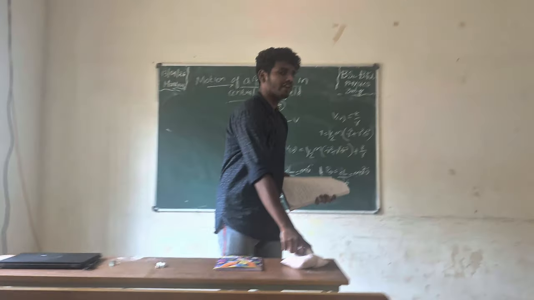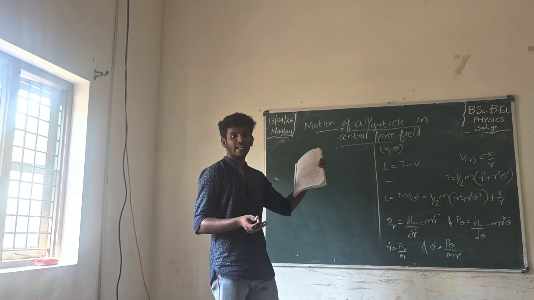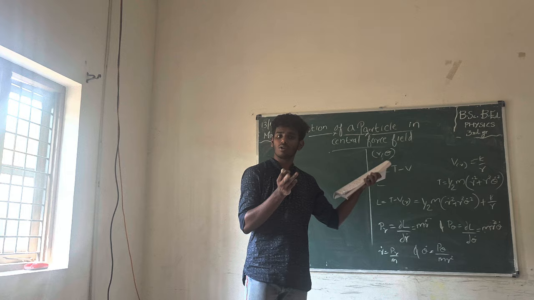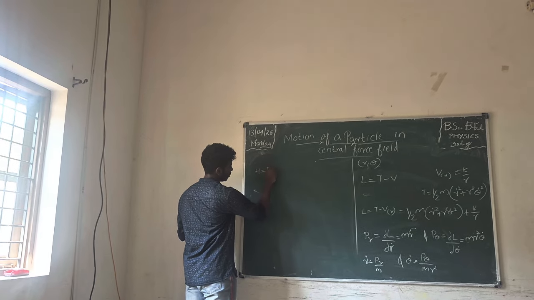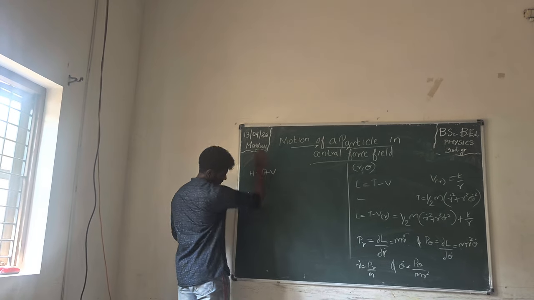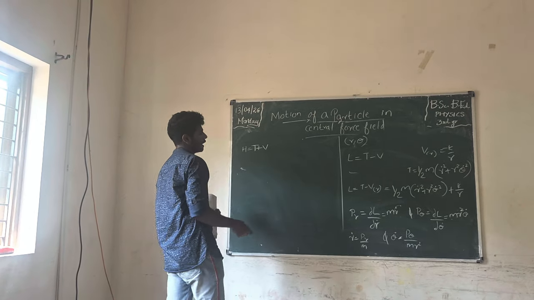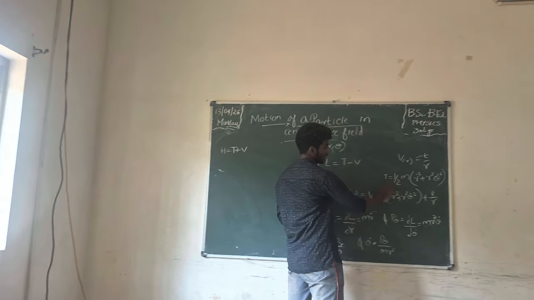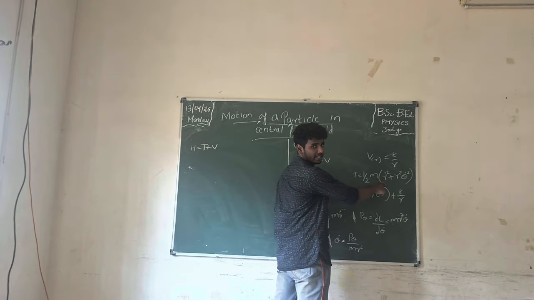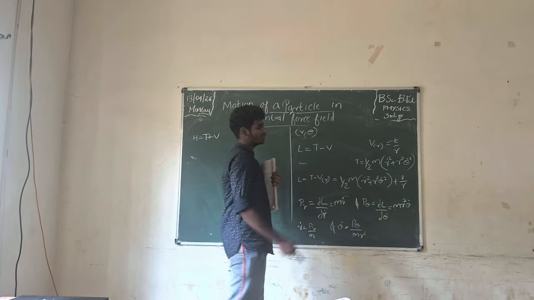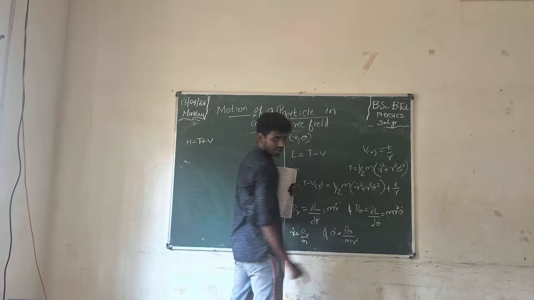Now we already know how to find the Hamiltonian, right? We know the Lagrangian L is equal to T minus V. So H is equal to T plus V. So this is the equation for the Hamiltonian, and we already know what T is and what V is. But what we have to do is substitute the values of r dot and theta dot, which we have already found here, in this equation.